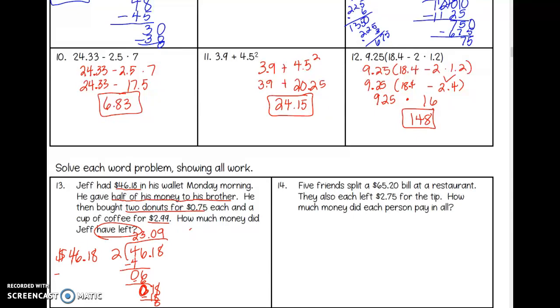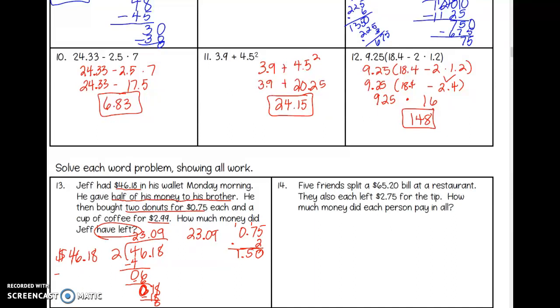So let's get a list going. So he spent 23.09, okay, and I'm just going to keep adding numbers together. He then bought 2 donuts for 75 cents each. So now I have to figure out how much is 2 donuts. So I could do this 2 ways. I could do 0.75 times 2, or 1.5 plus 0.75. I could add 2 of them or just times by 2. So go ahead and do that and we'll check that.